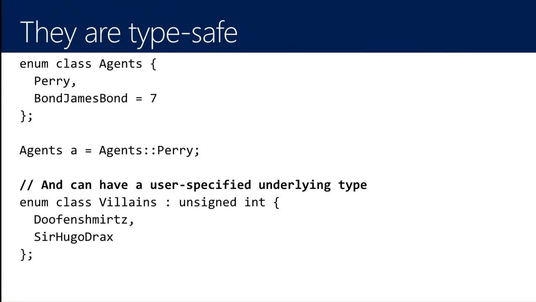Movie that Sir Hugo Drax was the villain for James Bond was? Bingo, nice. You'll have to come up and claim your superhero stickers afterwards. Nice. And everybody knows Doofenshmirtz, so I don't have to.